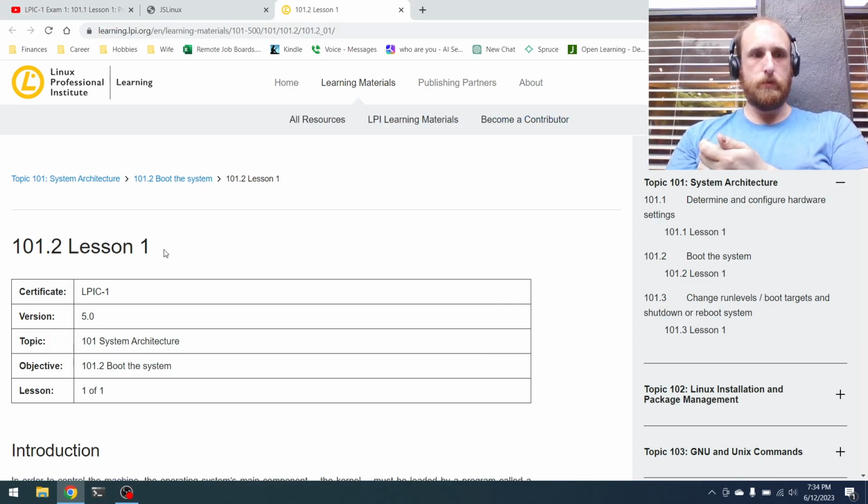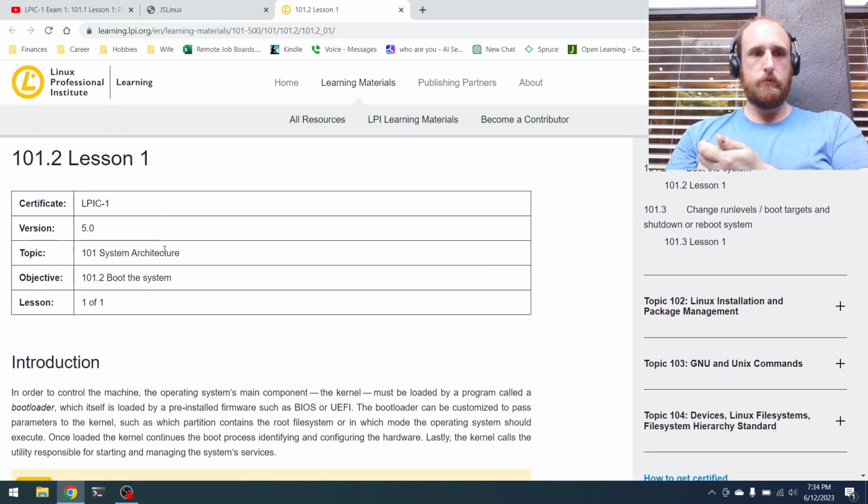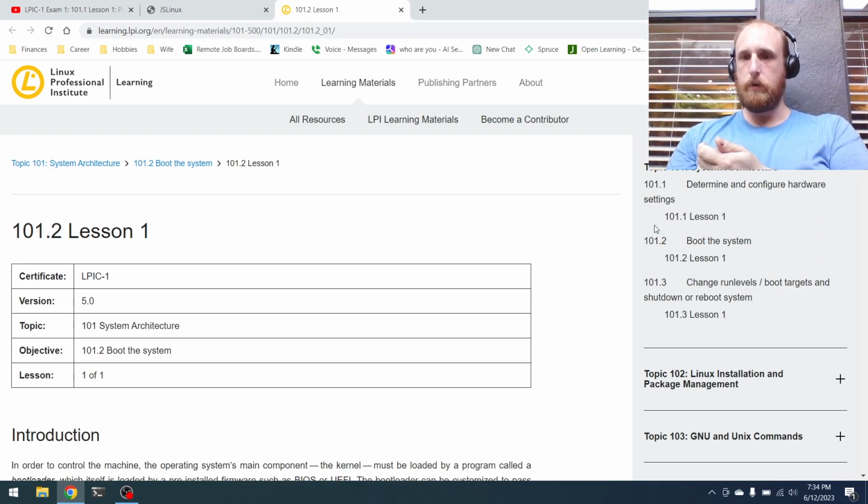This is still lesson 1, but it's 101.2, which is about booting the system.